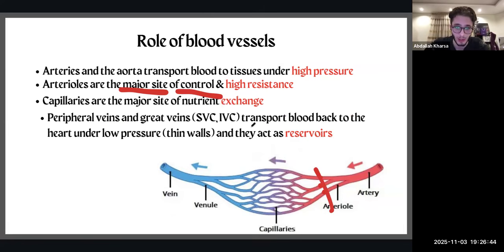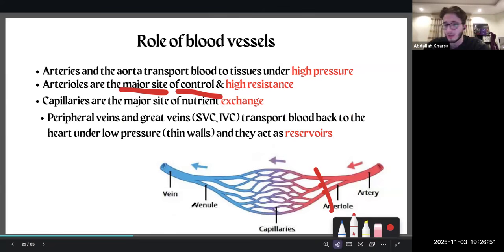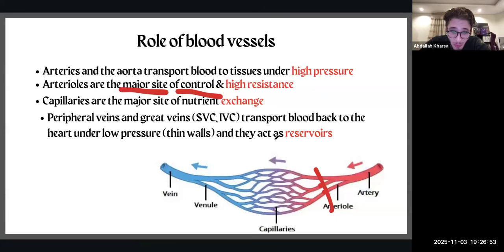Peripheral veins and the great veins like the superior vena cava and inferior vena cava transport the blood back to the heart under low pressure. Okay, we talked about this earlier. We said they have the lowest pressure. The systemic veins have the lowest pressure, and they act as reservoirs.